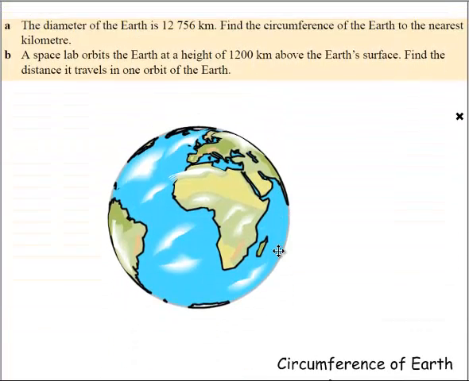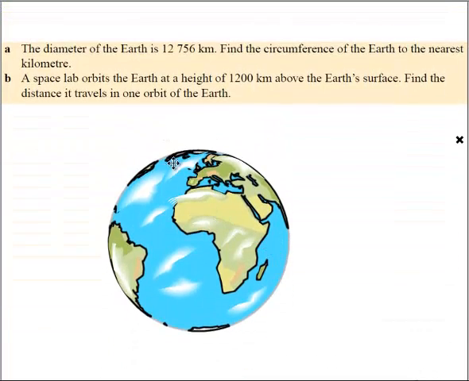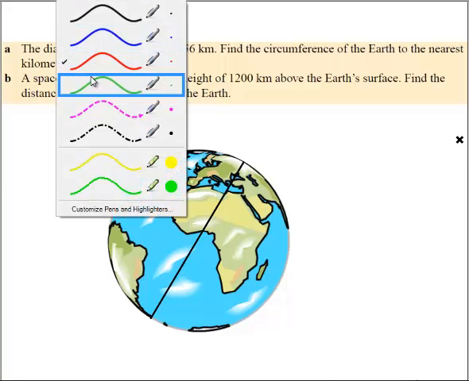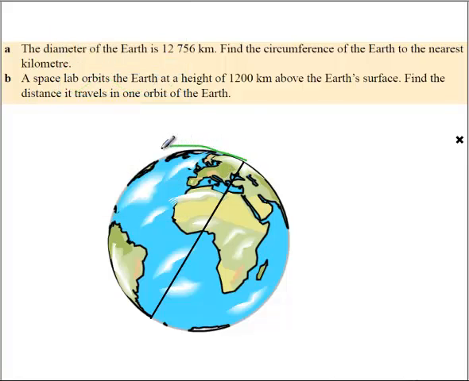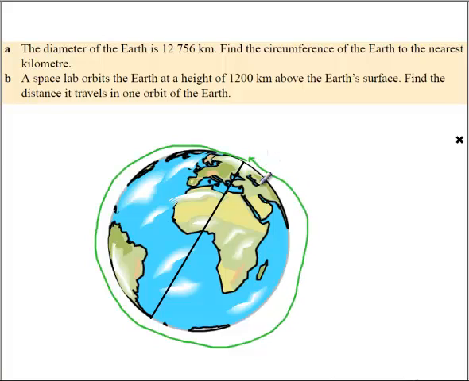My last and big question is these two here. So we've got the Earth and the diameter of the Earth, so from one side through the middle all the way to the other side of the Earth is 12,756 kilometers. And this question here, find the circumference of the Earth to the nearest kilometer. So what we need to find out is the distance all the way around the Earth if theoretically the Earth had that as its diameter.